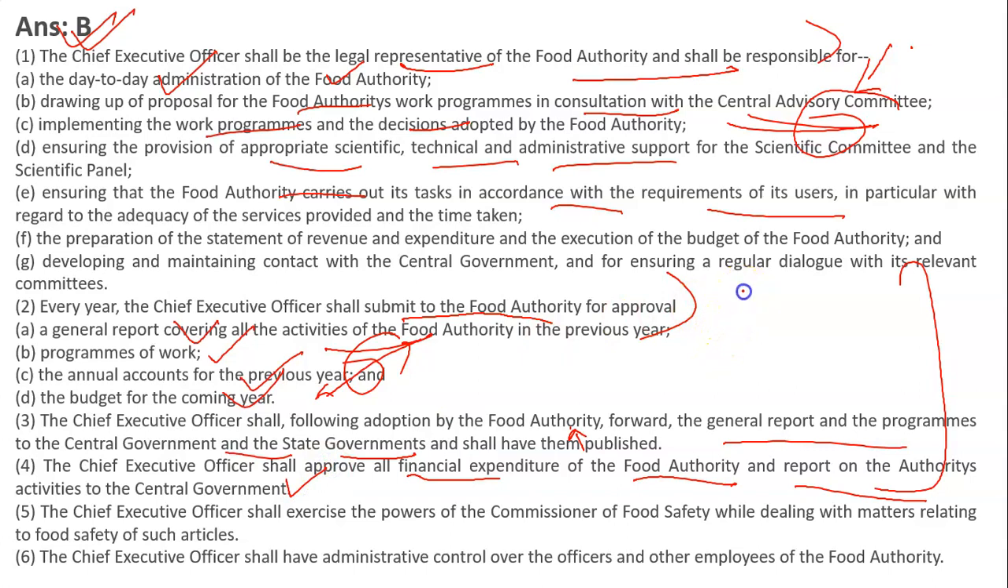So in a nutshell, we can say that he will ask for the budget from the central government or state government. Then whatever amount he gets, he will spend in the day-to-day business of this authority. And finally, he will also report any program he wants to implement in the authority. These activities he will report to the central government. So these all are the work of the CEO.